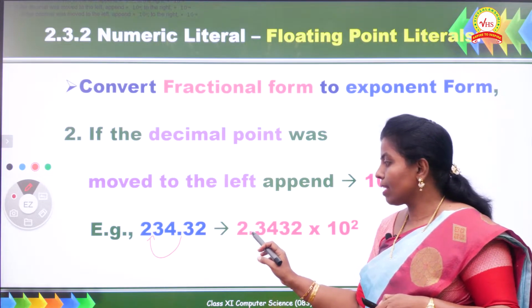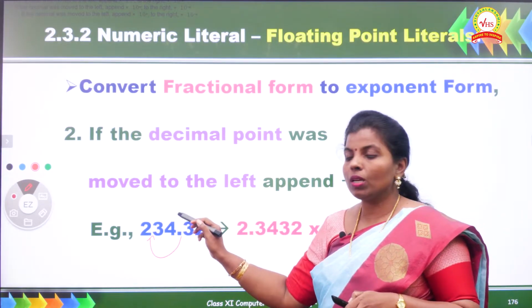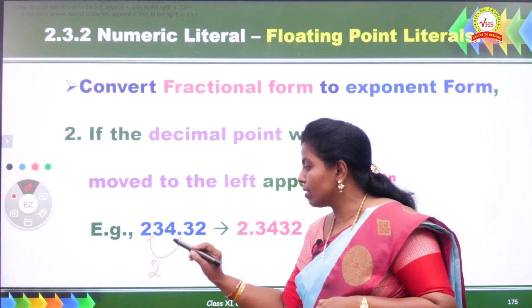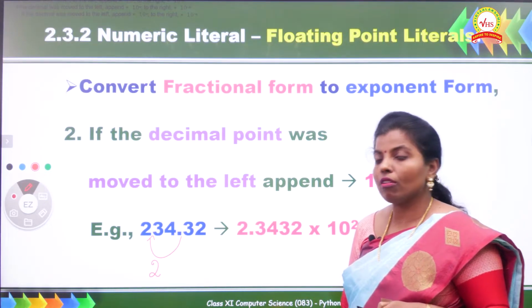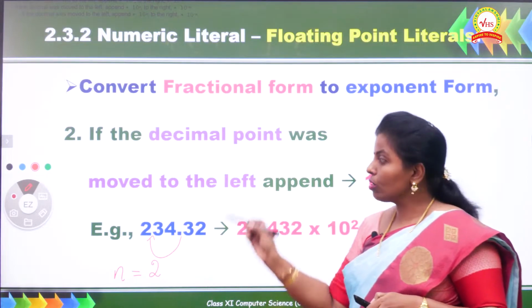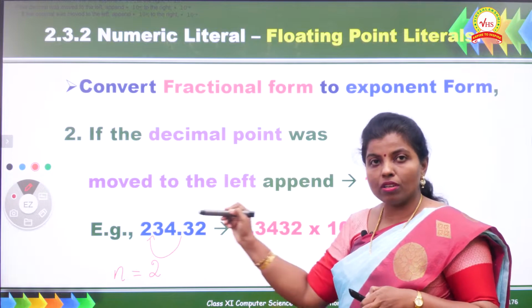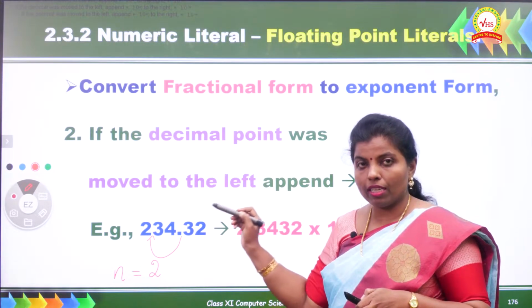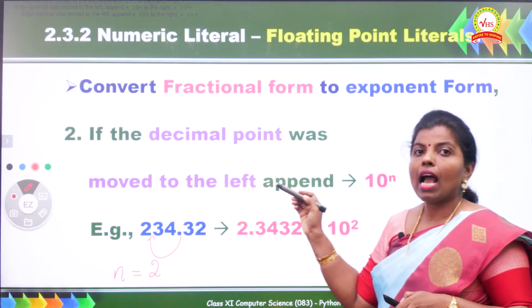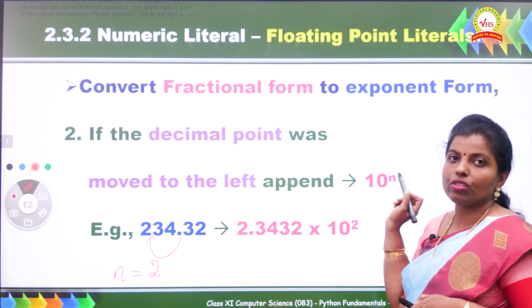So, what form has it taken? 2.3432, right. How many digits have I moved? I have moved 2 digits. So, what is the value of n going to be? n is going to be 2. And also, what is the rule here? If I am moving the decimal point towards the left, I will be appending it as 10 power n, that is positive n, right.